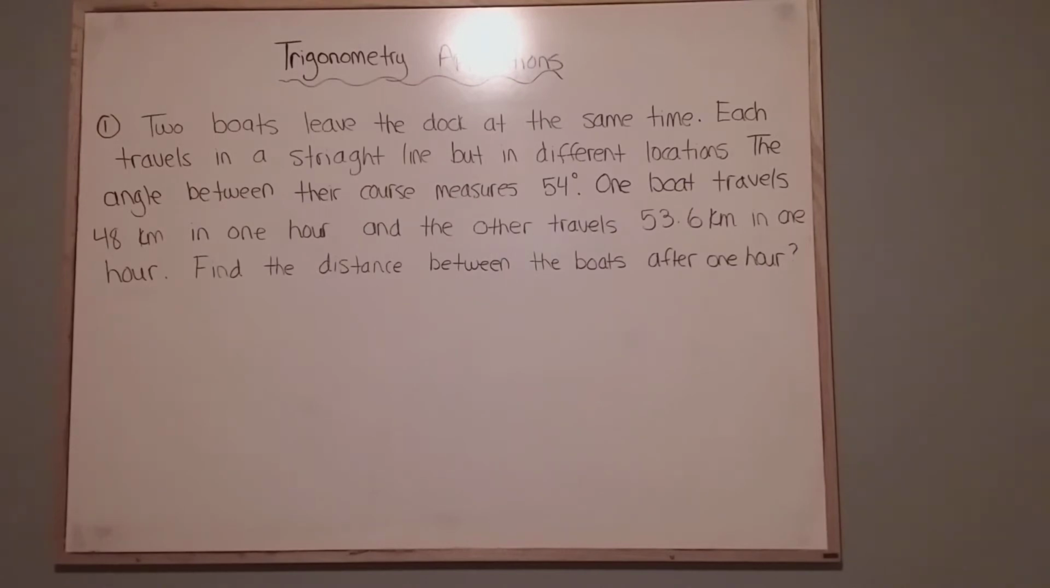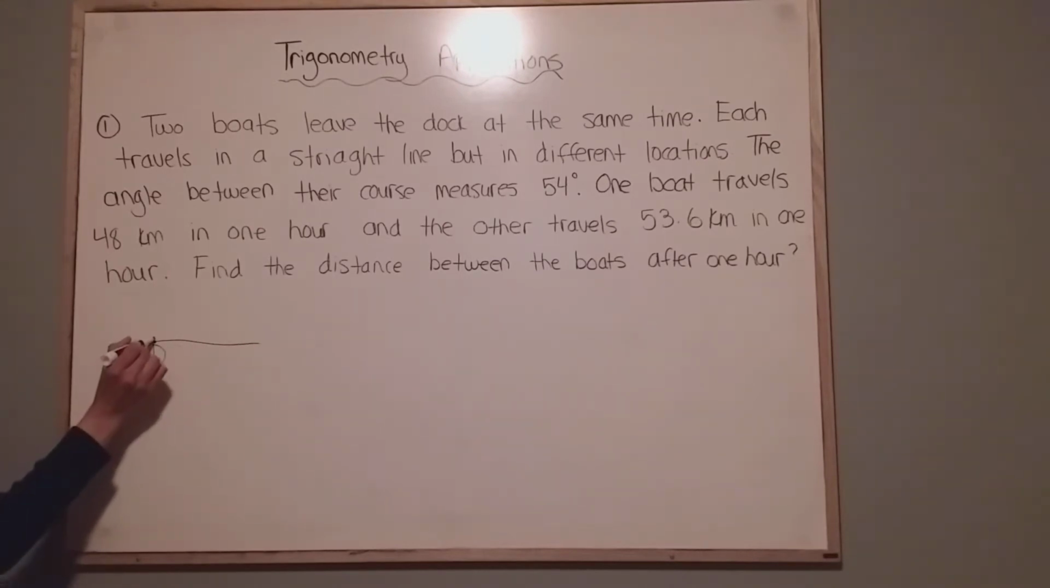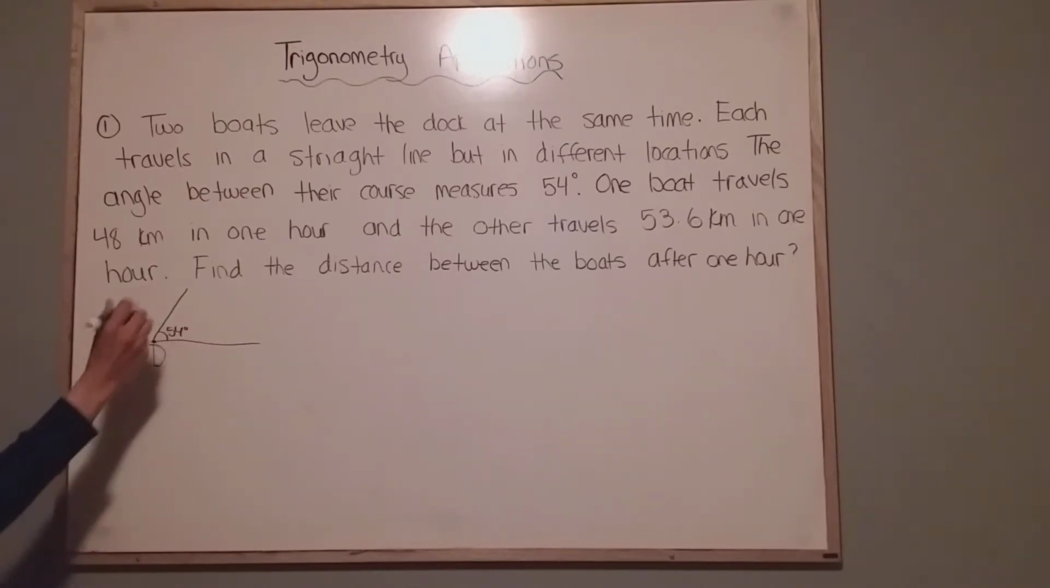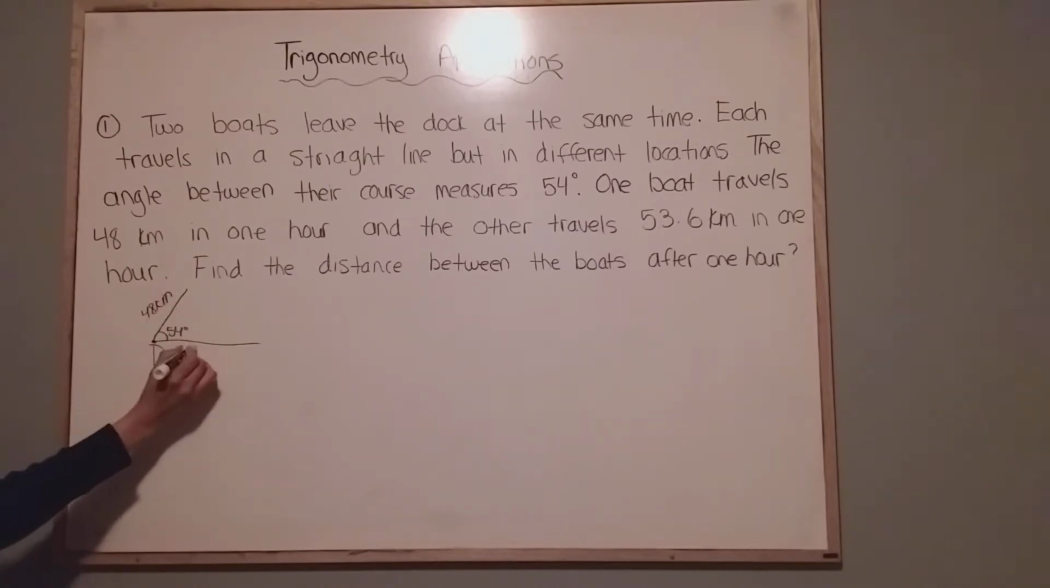So to start off this question, I need a diagram. So I have a dock. From here, that's my dock. One boat is traveling this way, and the other boat is going to travel this way. I know the angle between them is 54 degrees. So one boat travels 48 kilometers. The other boat travels 53.6 kilometers.